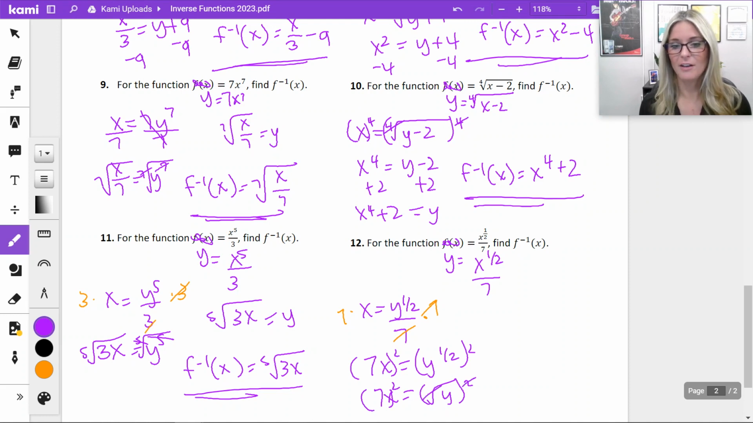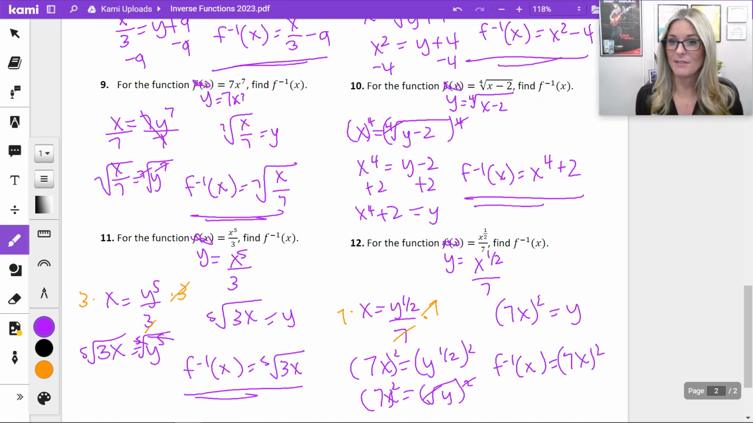The squaring of both sides is going to cancel out that 1/2 exponent or that square root of y, and I've got the quantity of 7x squared equals y. We're finished up, so using that inverse notation, f inverse of x equals quantity of 7x squared. We do want to make sure we have that 7x in the parentheses with our squared.